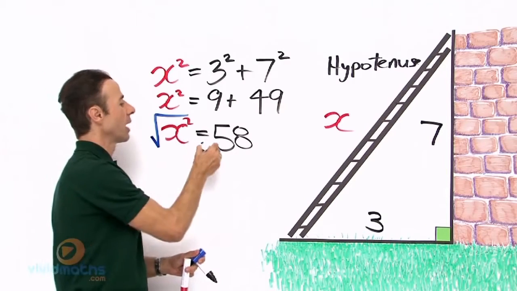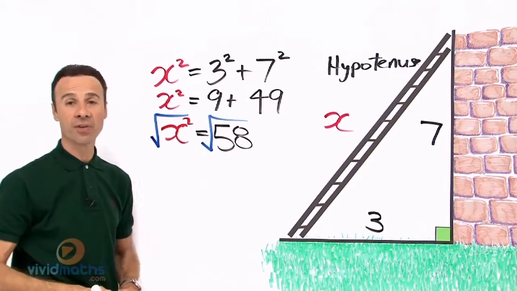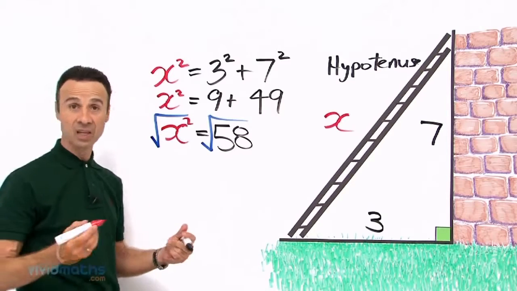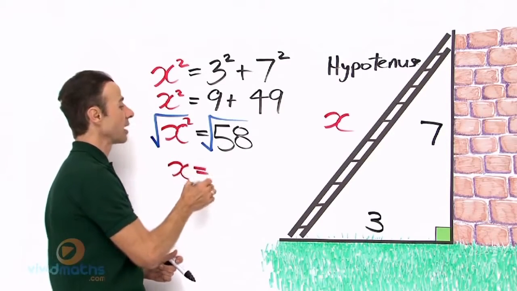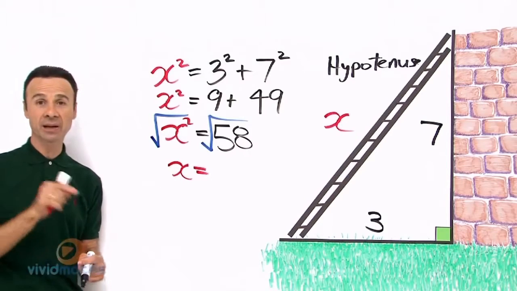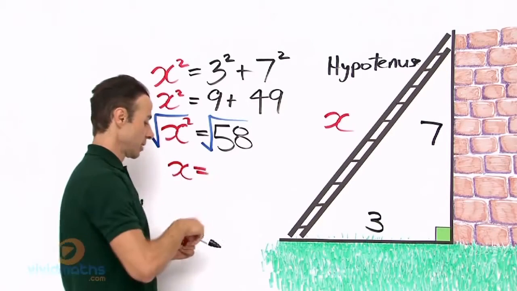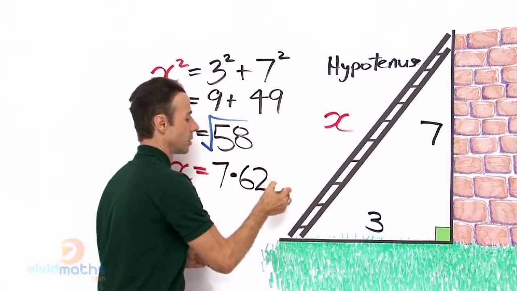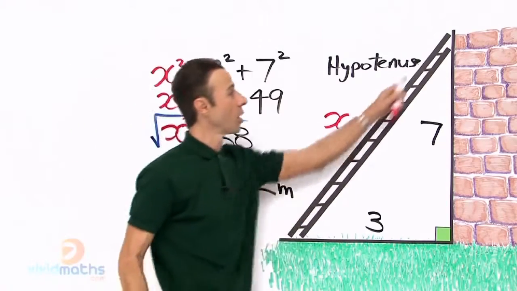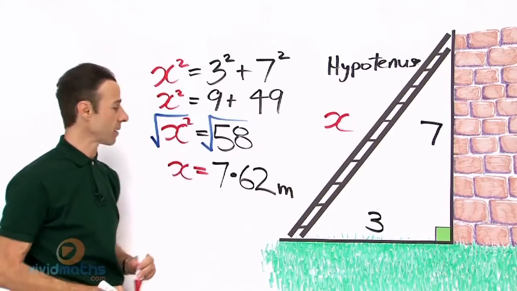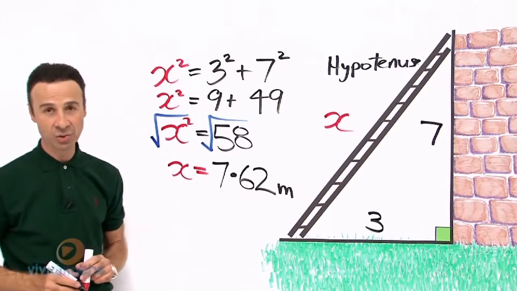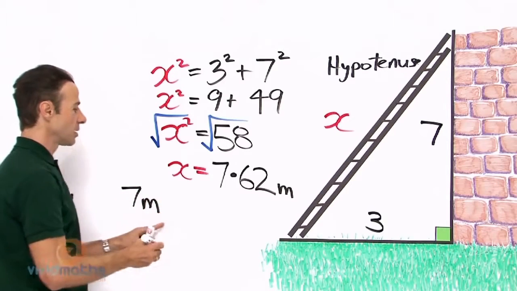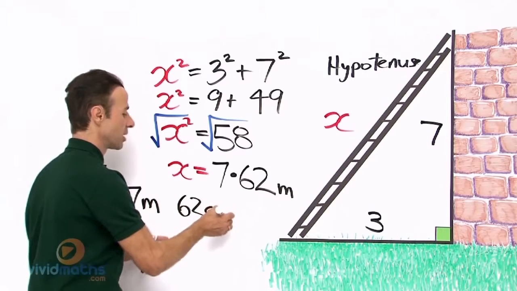Square root the left-hand side, and we also square root the right-hand side of the equal sign. When we square root an x squared, it reverts back to just x. So x equals the square root of 58, which on your calculator is 7.62. And that is the answer for the total length of that ladder. The question also asks us to write it to the nearest centimeter, so we would write it like this: 7 meters, 62 centimeters.